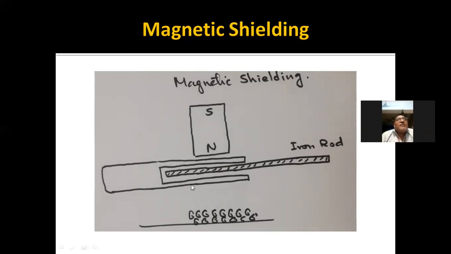So these paper clips, because now no magnetic lines are reaching them, all these paper clips will fall on the ground. This shows that the iron rod has redirected the magnetic lines. So the iron rod is stopping the magnetic lines from reaching the bottom here. And this is called magnetic shielding. So by magnetic shielding, by using iron, we can create areas where there will be no magnetic lines. That's a very useful idea, and we will discuss it in detail in our next lesson.